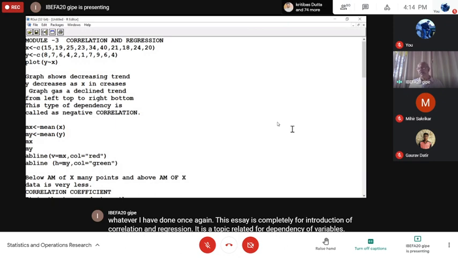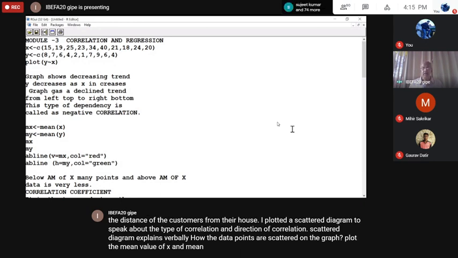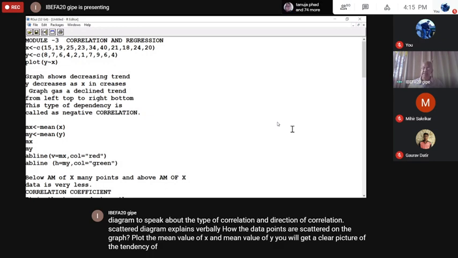Number of customers visiting the shopping center and the distance of the customers from their house. I plotted a scatter diagram to speak about the type of correlation and the direction of correlation. A scatter diagram explains visually how the data points are scattered on the graph. Plot the mean value of x and mean value of y, and you will get a clear picture of the tendency of dependency.